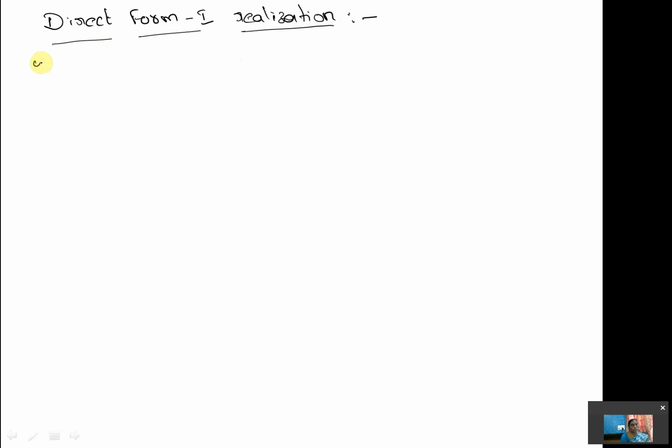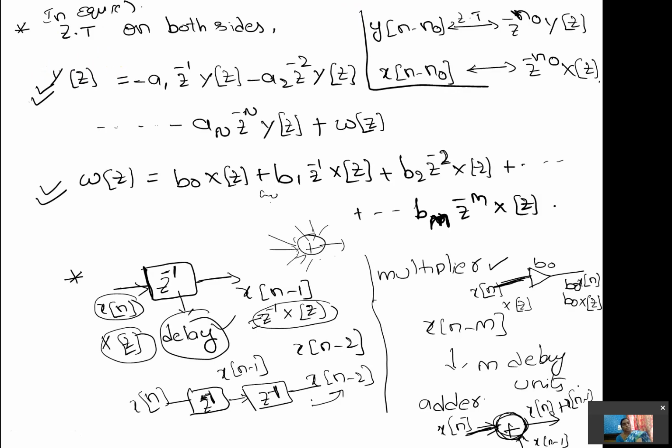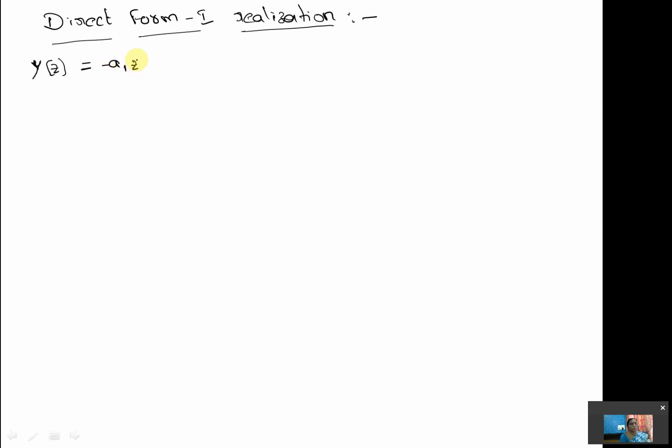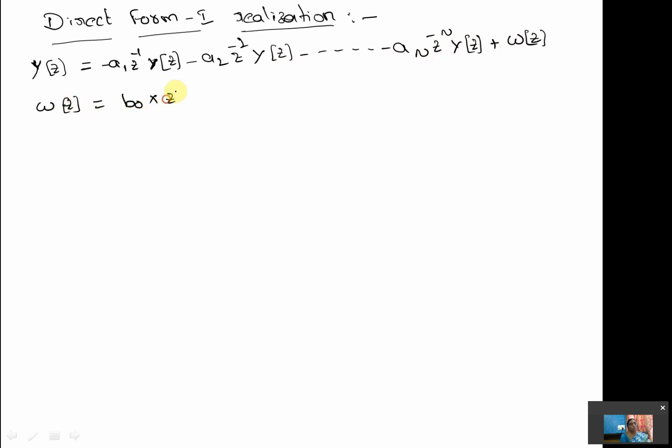Here the equation is, so I am considering the y of z variables equation. y of z is equal to minus a1 z inverse y of z, minus a2 z power minus 2 y of z, and so on, minus an z power minus n y of z plus w of z, where w of z is nothing but b naught x of z plus b1 z power minus 1 x of z, b2 z power minus 2 x of z, and so on, bm z power minus m x of z.